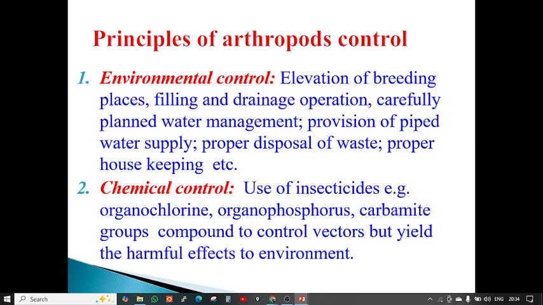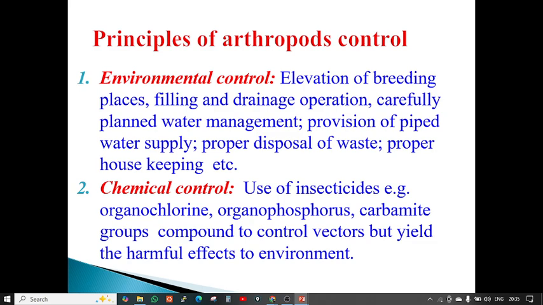If you do not clean your environment and just spread nuisance and things around here and there, obviously flies and mosquitoes are generated. So for environmental control, you have to keep proper disposal of waste, proper drainage facilities, and proper water management. Do not throw water here and there. Then provision of piped water supply, proper disposal of waste, proper housekeeping, etc. That means keeping things neat and clean and disposing of waste properly. This is called environmental control. That controls the carrier itself.